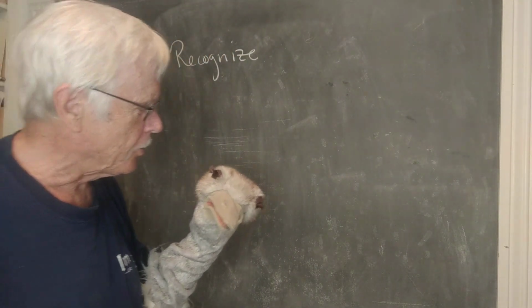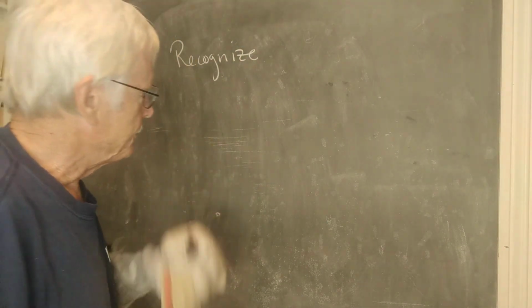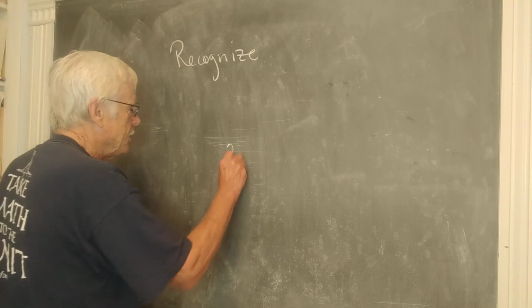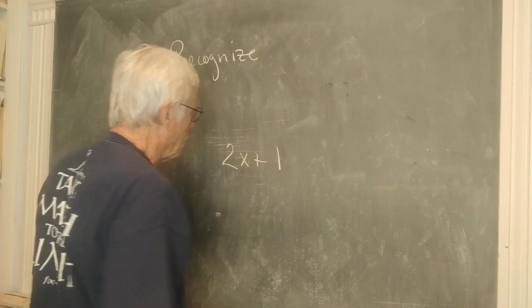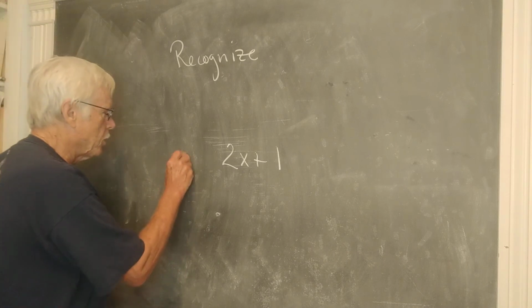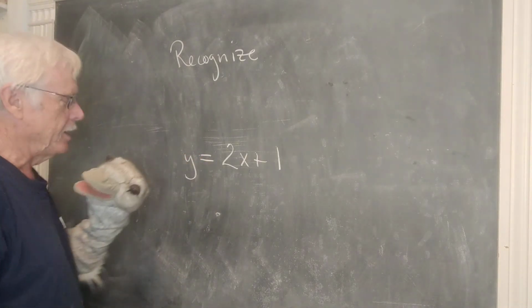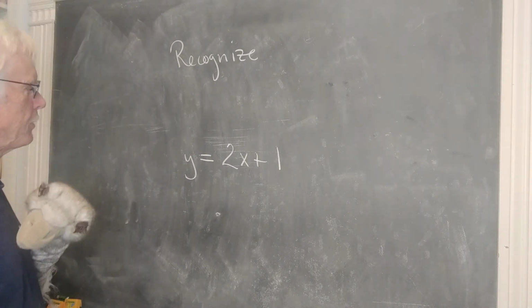But Snow, what would be a linear equation? Like 2x plus 1. Well, yeah, almost, but it's not an equation. So if you would have said y equals 2x plus 1, that's what I meant. Yeah, I thought that's what you meant.